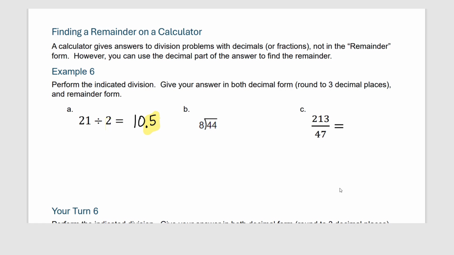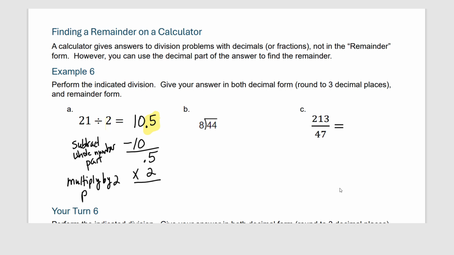So on your calculator, what you're going to do next is subtract off the whole number part. You could, in this case, just clear out and type in 0.5, and when the numbers are bigger, this will be more convenient. So I like to say subtract off the whole number part and then multiply by whatever you were dividing by, which in this case is 2. So you're going to say times 2, and this should give you your remainder.